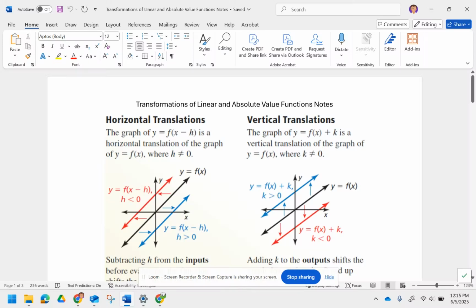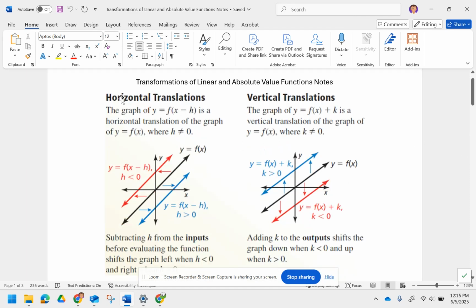Welcome back, students. Today we're going to be talking about the transformations of linear and absolute value functions. We're going to be going through several different types of transformations and how they look when dealing with either a linear or an absolute value function. So, to start off with, we're going to do horizontal translations and vertical translations. Translation is just a shift, a movement to the left or right in horizontal, up and down with vertical.